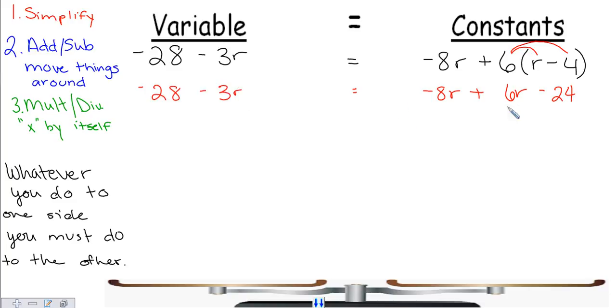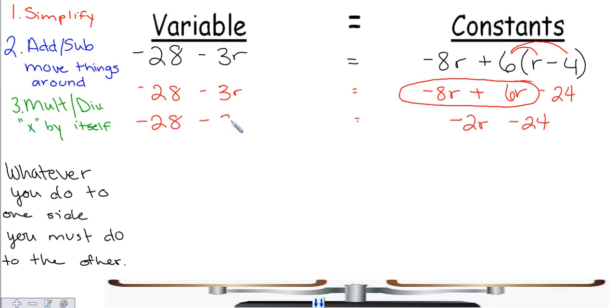Okay, so now I'm still looking to see if I'm done with all my simplifying. But if I look now, I have two different like terms. So now I'm going to try to combine this negative 8r and this 6r. When I do that, negative 8 plus 6 is a negative 2. So negative 2r minus 24 is equal to negative 28 minus 3r. Okay, so now everything is as simplified as it can be.